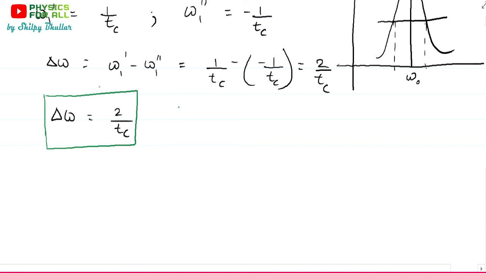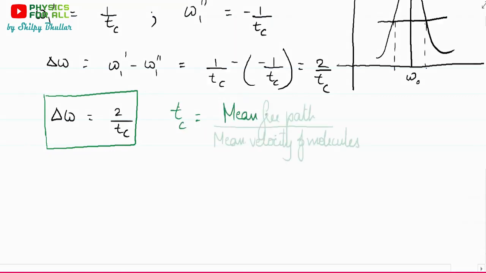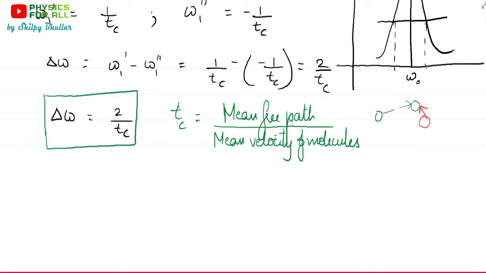The average time of collision of gas molecules can be given by Tc equals mean free path upon mean velocity of molecules. After all, this is time, and time is distance upon velocity. So if this Tc is the average time of collision, then mean free path is the path an atom traverses before another atom comes and hits it. So this x would be the mean free path. It's the path an atom travels before getting hit by another atom. And mean velocity of molecules means the velocity with which they are moving.